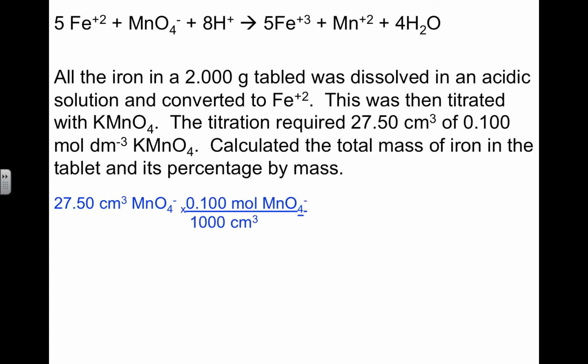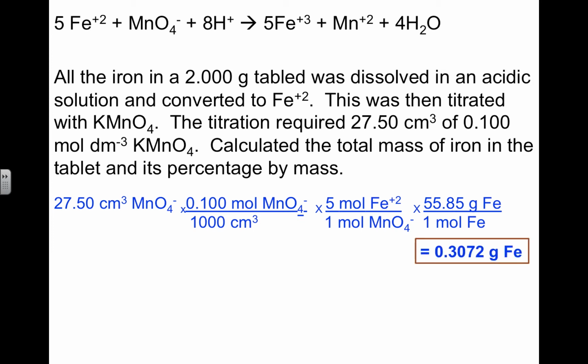Now I'm going to use that molarity, that 0.1 molar is 0.1 moles for every 1,000 cubic centimeters. Now I'm going to use a mole ratio. We're finding out about iron. Now I want to know the total mass of it, so I'm going to find my molar mass on the periodic table. And then I'm going to put everything into my calculator. Okay, so that tablet was 0.3072 grams of iron.